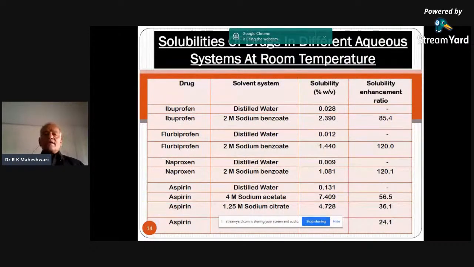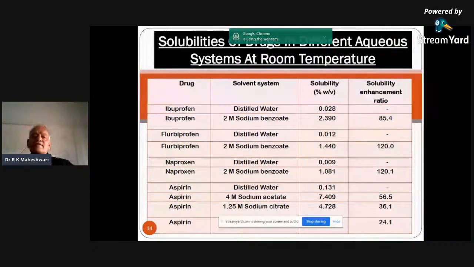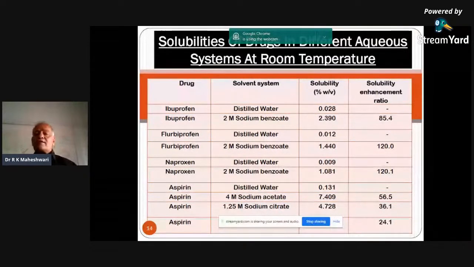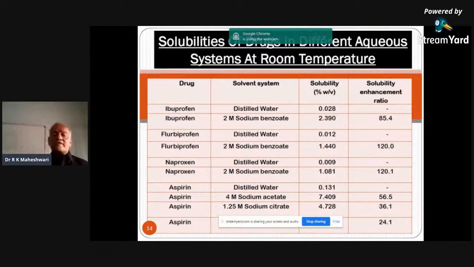Okay. Now here, you see the solubility of ibuprofen in water, we have seen this, and in sodium benzoate this. Now, the solubility of ketoprofen in distilled water is 0.012%. But in 2 molar sodium benzoate, means 28.8% sodium benzoate, it is 1.440, 120-fold solubility enhancement. Okay, naproxen in distilled water, 0.0019% solubility. In 2 molar sodium benzoate, means 28.8%, 1.081%, 120-fold solubility enhancement. Aspirin distilled water solubility, 0.131. In 4 molar sodium acetate, 7.409. About 56 times solubility enhancement is there.